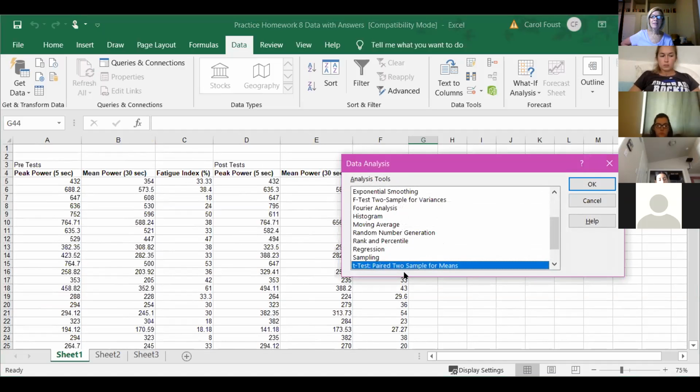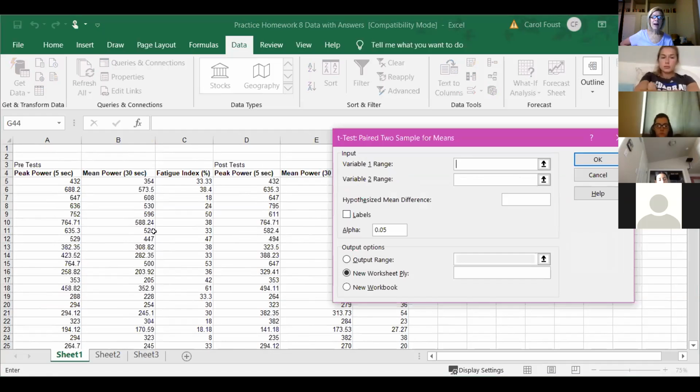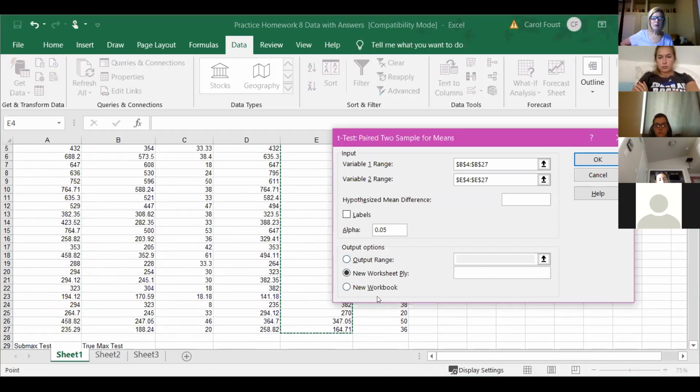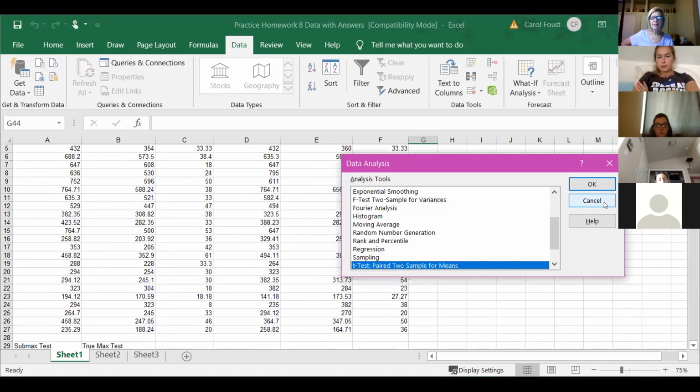Then we're going to do the same thing for the other two. Go to data analysis. We're going to do a paired t-test. We're going to grab the mean power next. So we'd grab the mean power pre, then we would grab the mean power post. We would tell it where to put it on our page, hit OK.